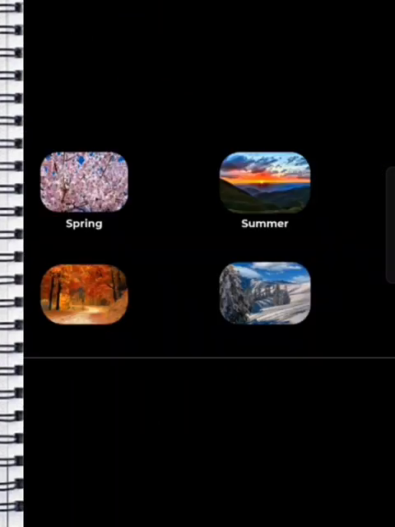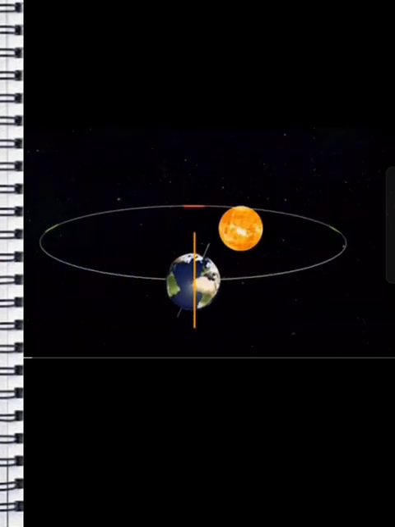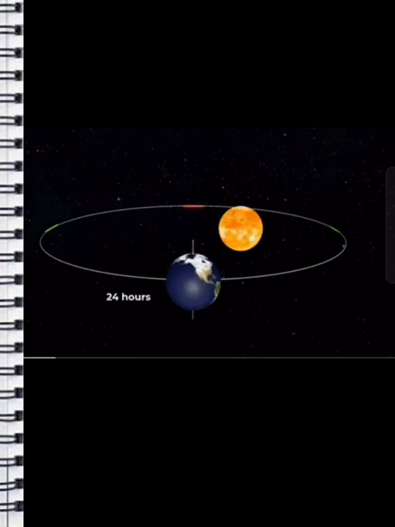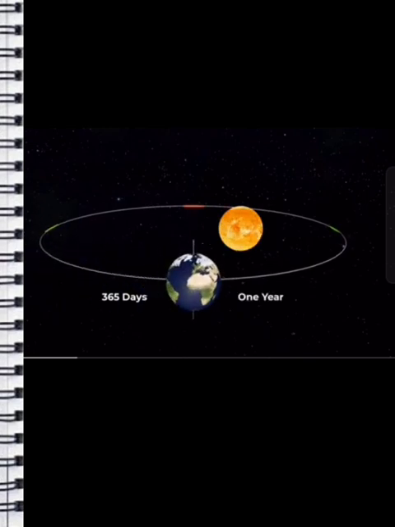such as spring, summer, autumn, and winter? Well, the answer lies in the Earth's motion around the sun and its tilt on its axis. The Earth rotates on an imaginary line called the axis, which runs through the North and South poles. This rotation takes 24 hours to complete, which we call one day. The Earth also orbits around the sun, and this orbit takes 365 days, which we call 1 year.